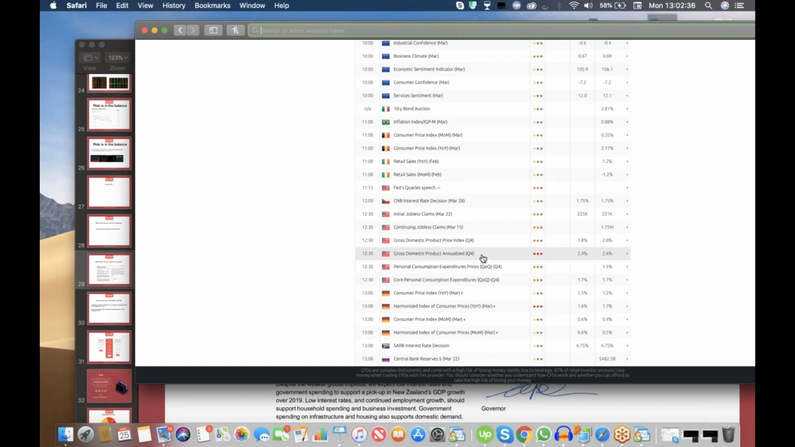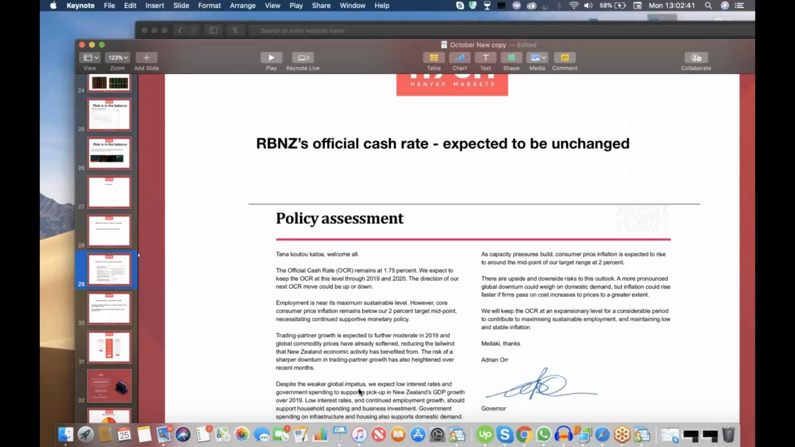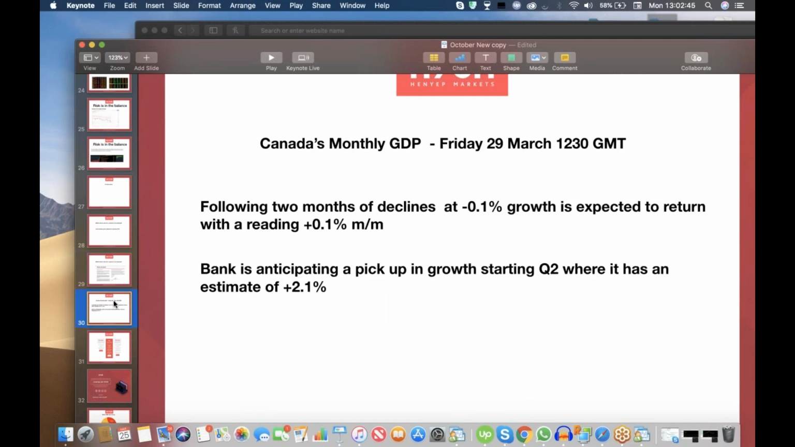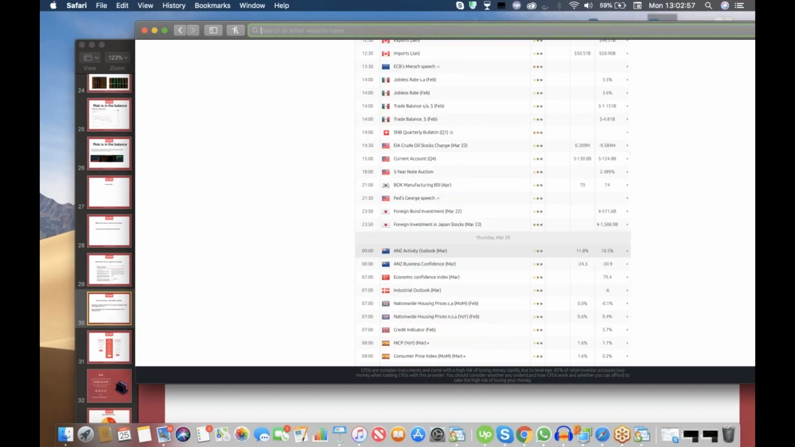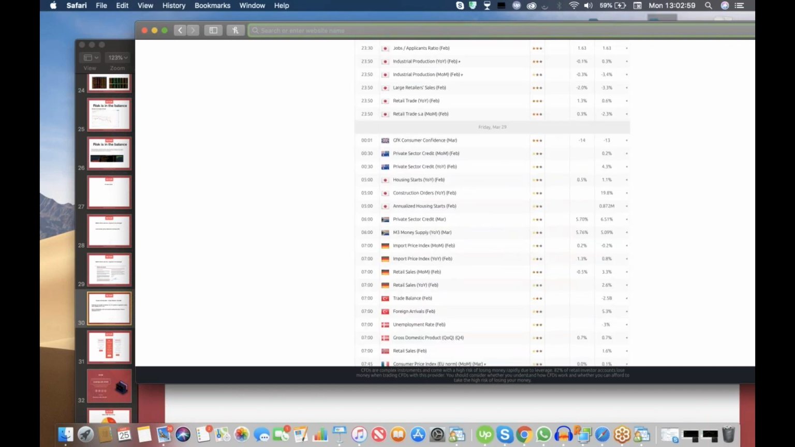Then there's some GDP data. That's the final reading of the GDP data from the US. You get the preliminary, and you get the final, and you get the actual. So this is the final reading. This is the least impact, but still it's going to be significant. So make sure you're around, or you take note of Thursday's US GDP data.